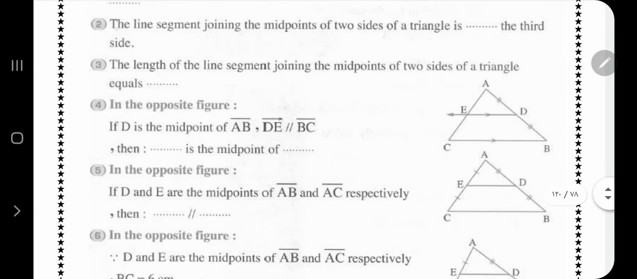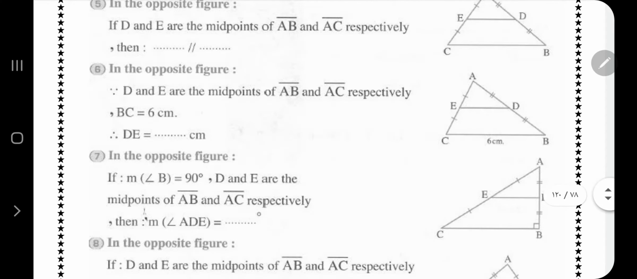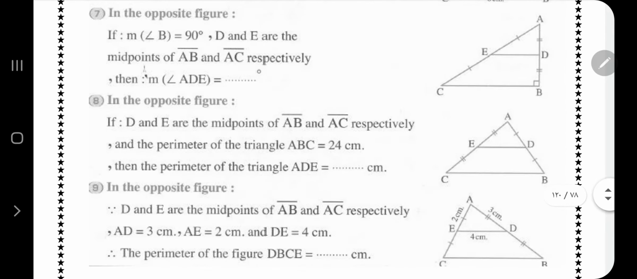Okay, the next one. Here, D is the midpoint and DE is parallel to BC. That means E is the midpoint of AC. D and E are midpoints, that means DE is parallel to BC. Also here, if BC equals 6, that means ED equals half BC, which equals 3. The measure of angle ADE: at first, since D and E are midpoints, DE is parallel to BC, so the measure of angle B equals the measure of angle D, corresponding angles, equal 90.